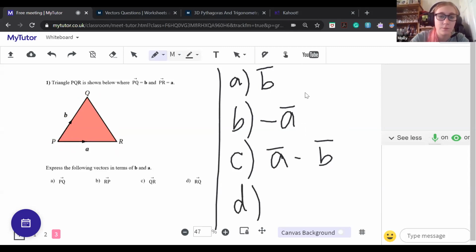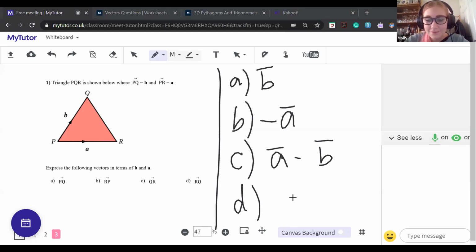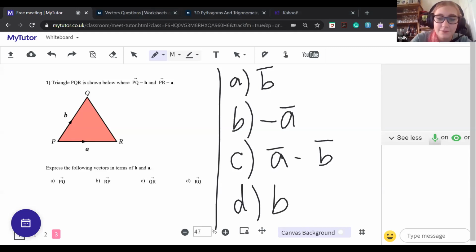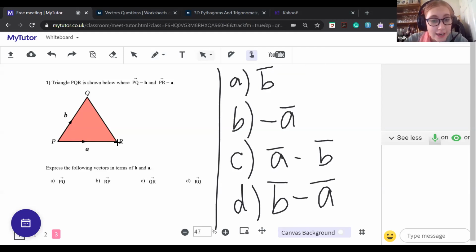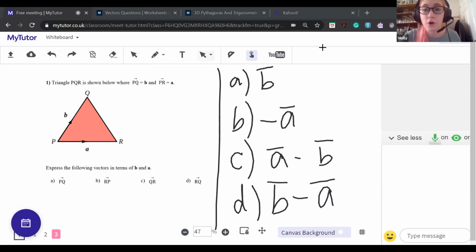What about R to Q? Brilliant. Perfect. This one is B minus A, or minus A plus B. And we can do that in a couple of ways. We can either look on this diagram and see that it's going to be minus A from here and B from here, or we can see that this is the opposite of this one. So we just make everything here negative. So A becomes minus A, minus B becomes plus B. Either method is equal. But brilliant, nobody got those wrong who messaged.